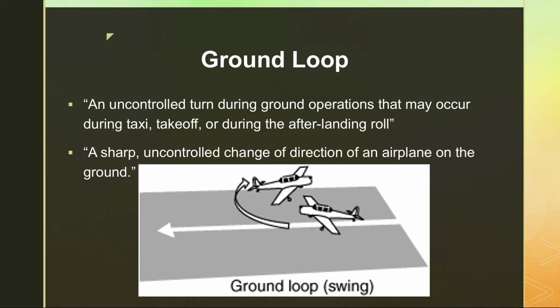So what is ground looping, you might ask? That's a great question. It's not something you want to be a part of. At least it's embarrassing. At most, you're going to ruin an aircraft. A couple definitions of it from the Airplane Flying Handbook: an uncontrolled turn during ground operations that may occur during taxi, takeoff, or during the after landing roll. It's most common during the after landing roll. A sharp, uncontrolled change of direction on the ground.